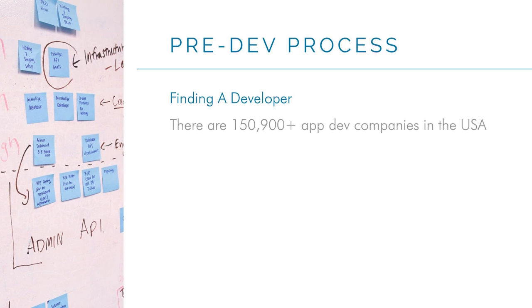After all it's done, you've got most of the way there. Now you need to find a developer. Well, in the US, there are over 150,000 app development companies. That's a lot. They're concentrated in New York, San Francisco, Atlanta, Austin, et cetera, et cetera, et cetera.